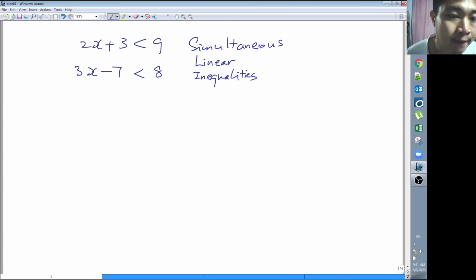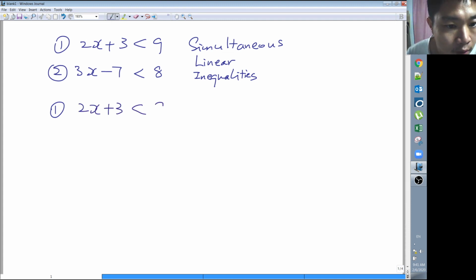So let's look at how we can solve simultaneous linear inequalities here. So let's say this is your first inequality and this is your second inequality. So you solve your inequalities individually. Let me start off with my first inequality here. You can actually move your plus 3 over to the right hand side, you will get minus 3. And for this, you should get x smaller than 3.